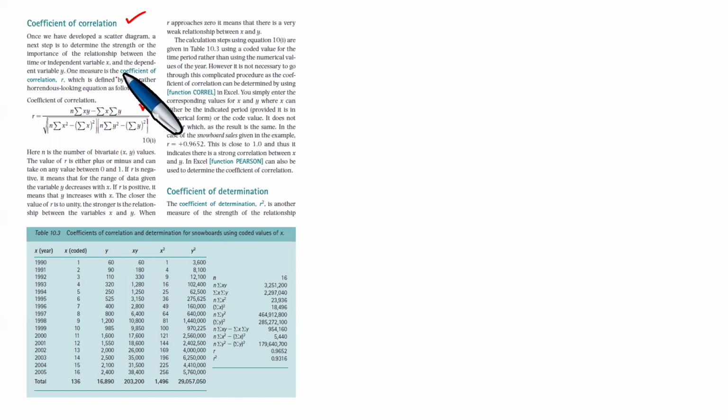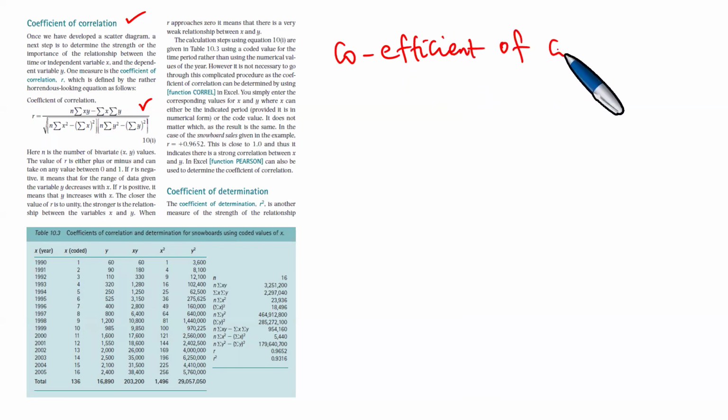So X is always our independent and Y becomes our dependent. Our measure is the coefficient of correlation, R, which is defined by the rather horrendous looking equation as follows. Obviously this one is very popular, and for two variables you can even use your usual Casio calculator from school. But this is the formula we use for the coefficient of correlation.